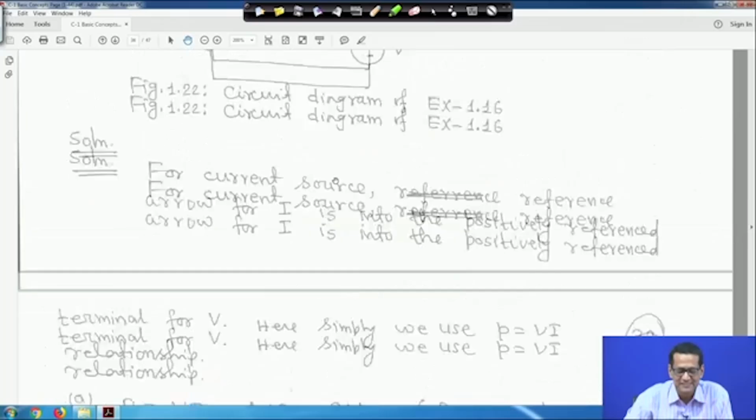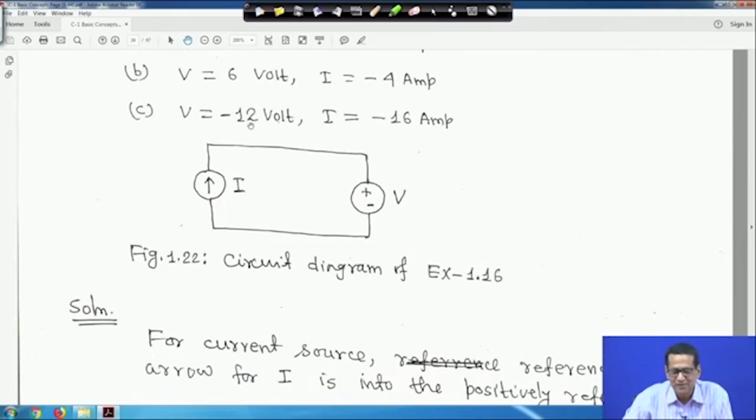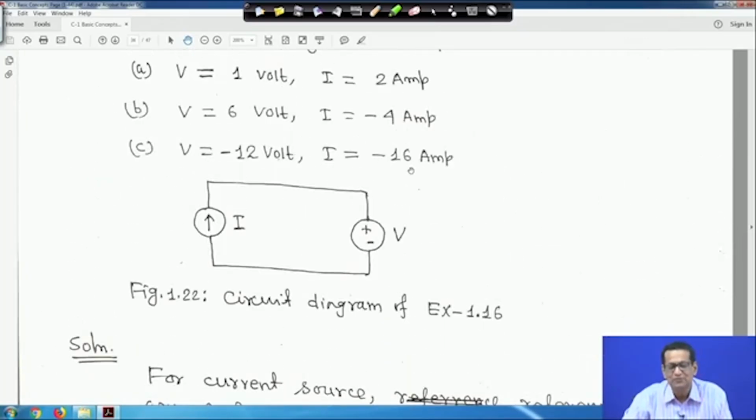Now the third case, it is given that V is equal to minus 12 volt and I is equal to minus 16 ampere. So in this case, just for your understanding, again I will draw for the case C. This is your case C. It is V is equal to minus 12 and I is equal to minus 16 ampere.